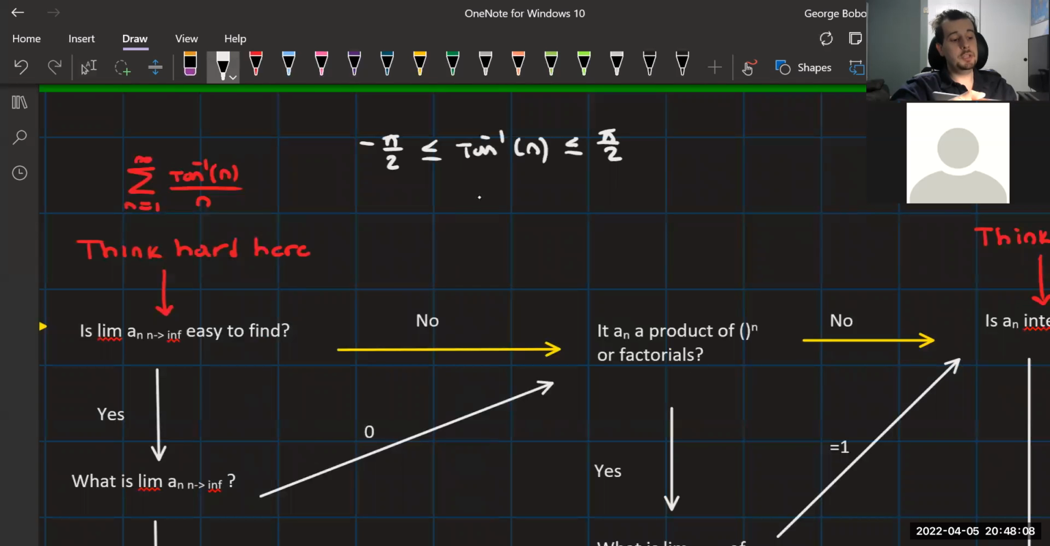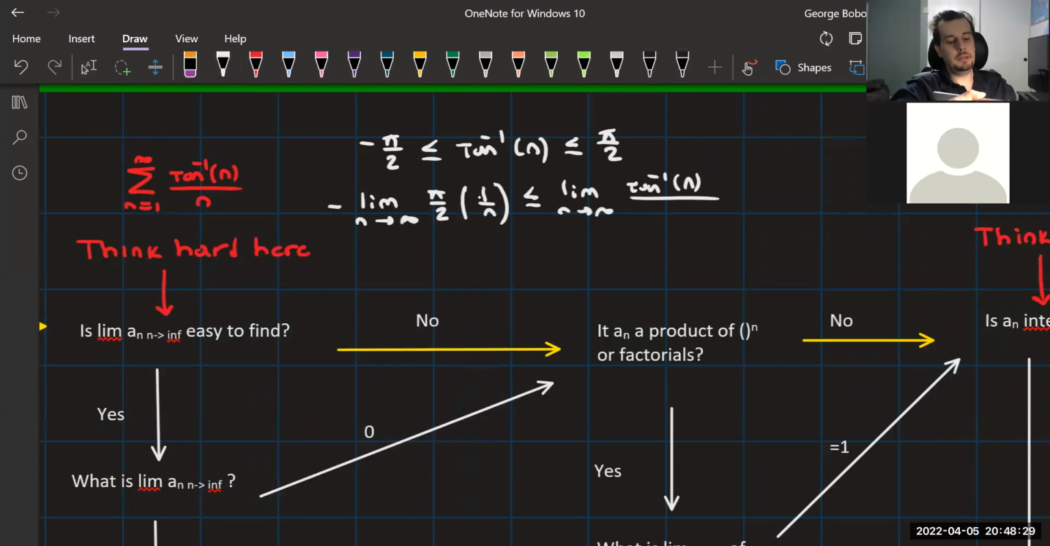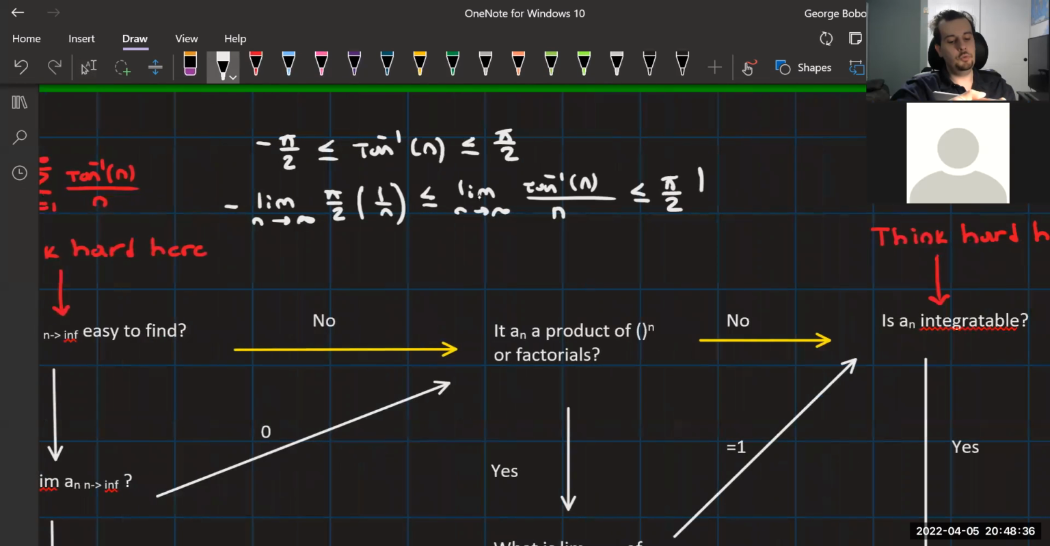And then what you're going to do is multiply the rest of it in here. So take the limit as n goes to infinity. We have negative pi over 2, and then we put in the 1 over n bit. So we can use the squeeze theorem on this. So tan inverse n divided by, again, this. And we've bound that between this and the right-hand side, which is pi over 2, limit as n goes to infinity of 1 over n.